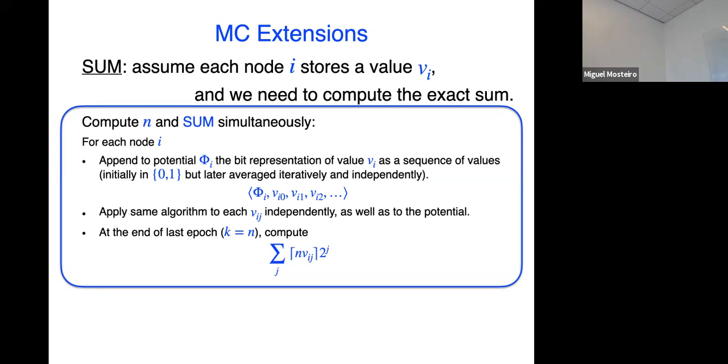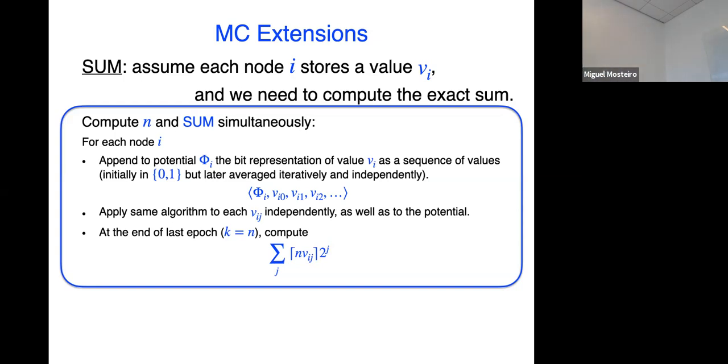So we append to the potential the bit representation of the value. Each node appends the bit representation of its initial value, and it does that for each phase. So it resets the values. The control mechanism for deciding that we are done is still the potential. So we reset the values for each new phase to the initial values.